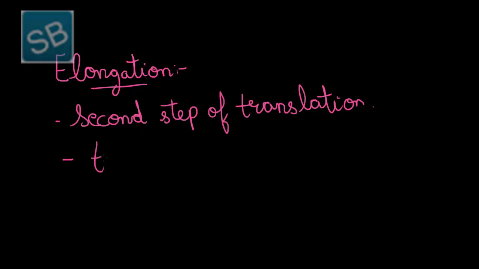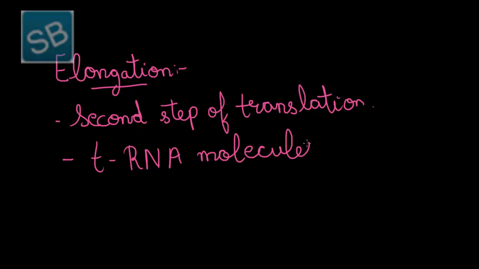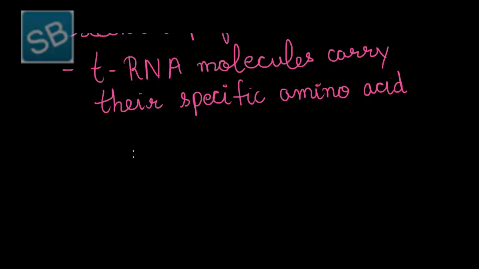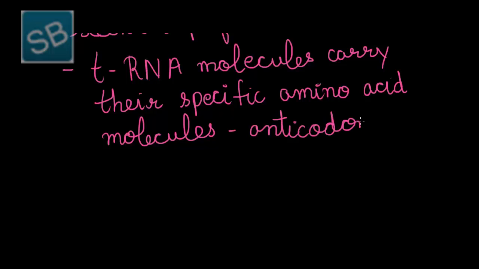In this, first of all, the tRNA molecules, that is transfer RNA molecules, that carry their specific amino acid molecules, as said earlier, that the amino acid molecule is carried by tRNA within the cytoplasm. Therefore, the transfer RNA is mainly responsible for the transfer of amino acid molecules. These are the amino acid molecules that possess the anticodon present on tRNA. Such anticodon is specific to the genetic code that is present on mRNA.